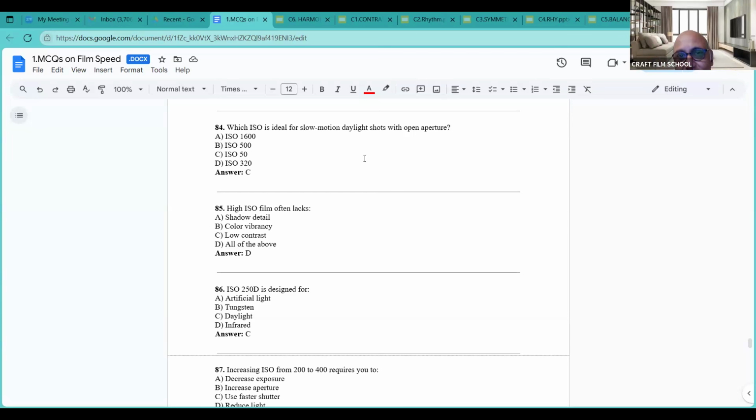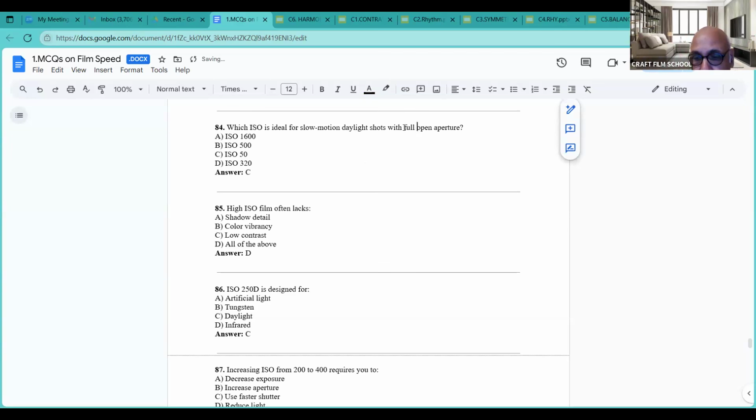So what is required? Where can you gain the light? By having a high speed film. Are you able to understand? There are two parameters you can play around with. One parameter he has restricted, which is your opening, open aperture, full opening, 2.8 for example. It should have been more appropriate. The exact term should be slow motion shot with full opening. Let me correct this question better.